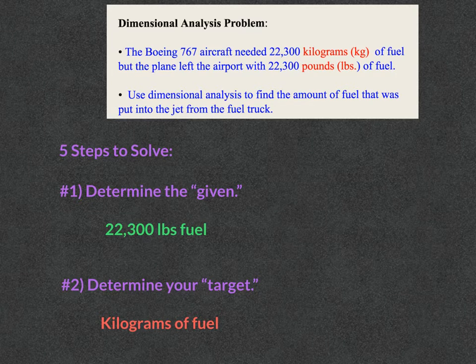The first step is you have to determine the given. Well, our given value, we know to be true, is that the plane was filled with 22,300 pounds of fuel. Okay, so add that into your notes. Step 2, determine the target. Where do we want to go? We need to get to kilograms of fuel. So make sure you write that down in your notes.